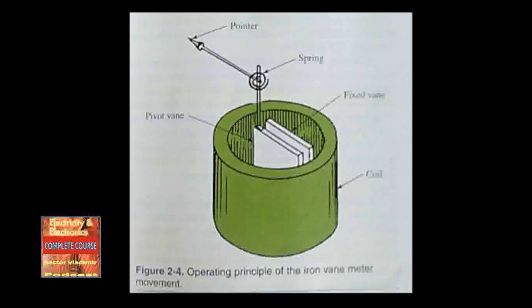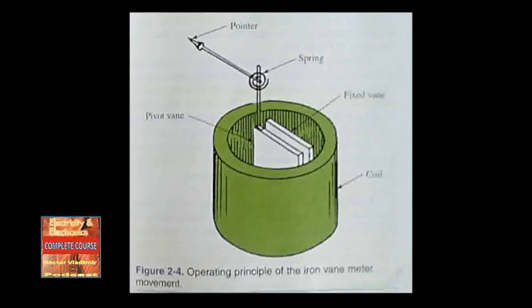The iron vane meter movement. The operation of the iron vane meter movement is shown in figure 2-4. Two pieces of iron are placed in the hollow core of a solenoid or a coil of wire. When the current passes through the solenoid, both pieces of metal become magnetized with the same polarity. Because like poles repel each other, the two pieces of iron are repelled from each other. One piece of metal is fixed in its position, the other piece of metal pivots. The pivoting piece can turn away from the fixed metal. An indicating needle is attached to the moving vane.